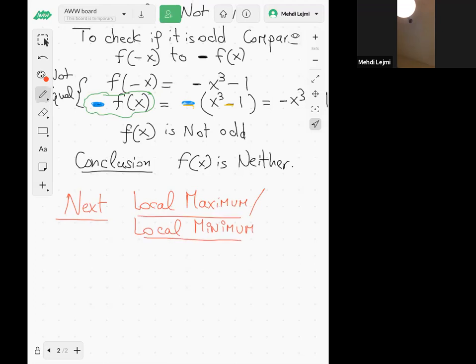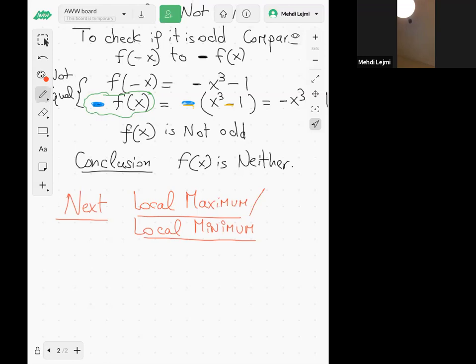Okay, so what's a local maximum and what's a local minimum of a graph or of a function f? When you say maximum, it means the largest value, right? That would be like the highest point in the graph, right? And minimum, if you think of a minimum, that would be the lowest point in the graph, right?